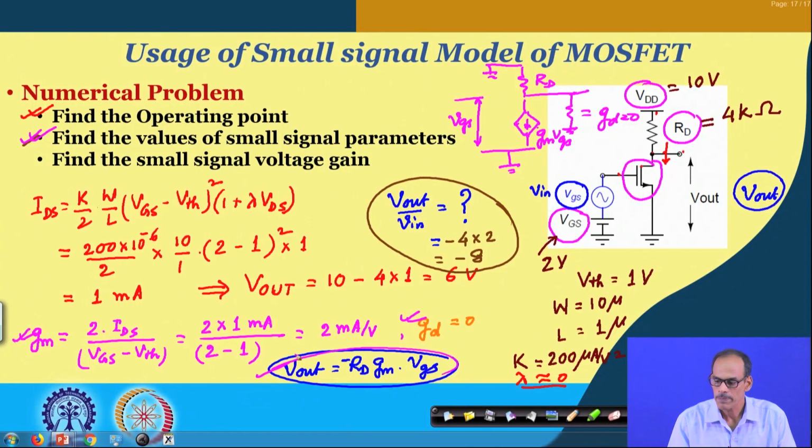Probably you can try to make a similar attempt in case the circuit is different, namely if the circuit contains a PMOS transistor, and then you can see what may be the corresponding small signal model. I think that is all I need to discuss, but let us see what are the things we have covered so far.